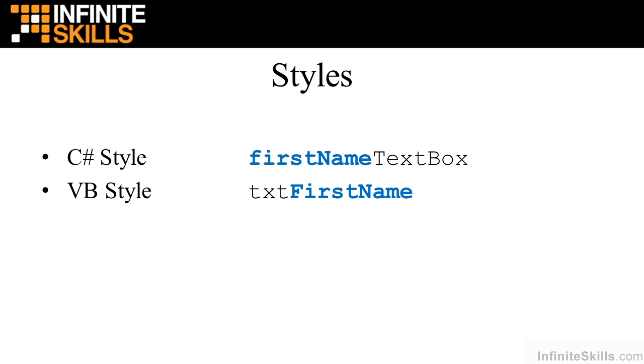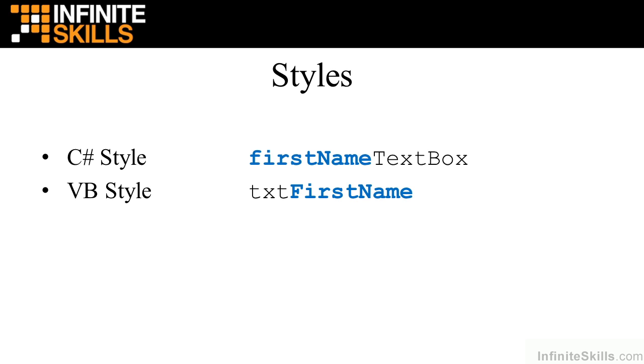In C# style, the name begins with a description of what the control is for and ends with the control's type. For example, if a text box is supposed to hold a customer's first name, you might call that control firstNameTextBox. You capitalize the first letter in each word except the first word, so you can tell where each word in the name begins.